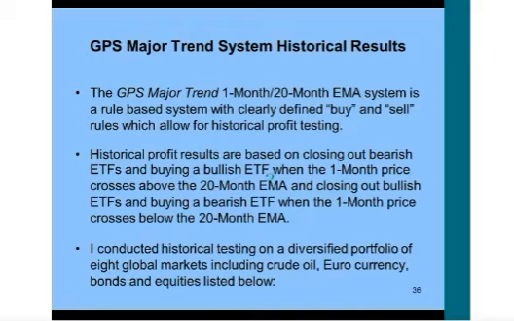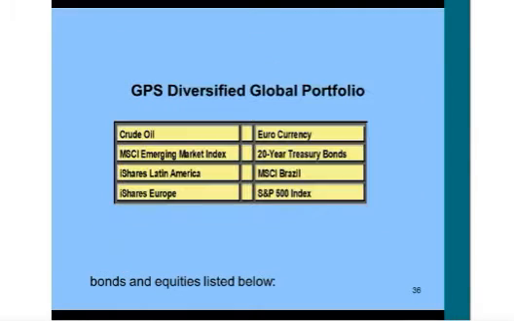Now what I did was I did some historical testing of the major trend system during the last bear market. What I wanted to do with this test is show you the advantage of a system that takes short trades in addition to long trades. I tested GPS, the major trend system, over these 8 global markets: crude oil, the emerging market index, Latin America, Europe, the euro currency, 20-year treasury bonds, the Brazil index, and the S&P 500 index.